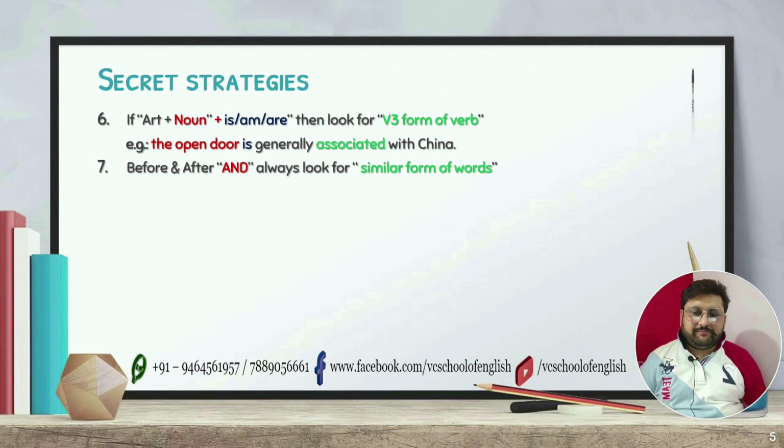Seventh one, before and after and, always look for similar form of words. For example, she is very beautiful and charming. So beautiful and charming both are adjectives. So before and after and, always look for similar form of word.